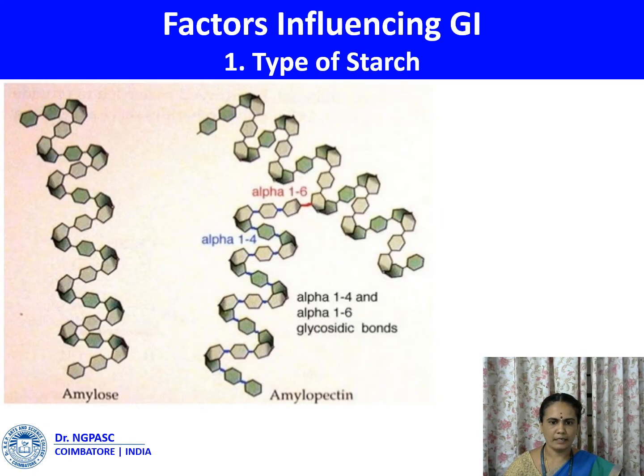And the second is about the structure of starch. Amylopectin has many branched molecules, but amylose has a linear chain molecule. So compared to amylopectin, amylose is good for the health of diabetes patients.